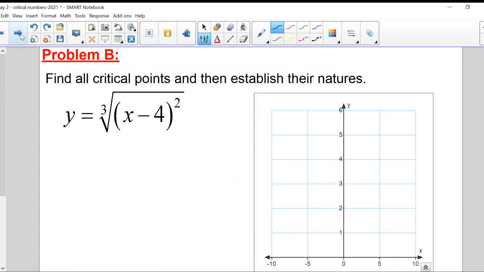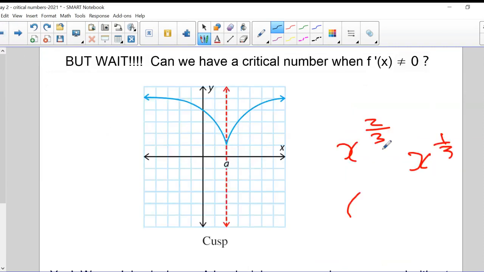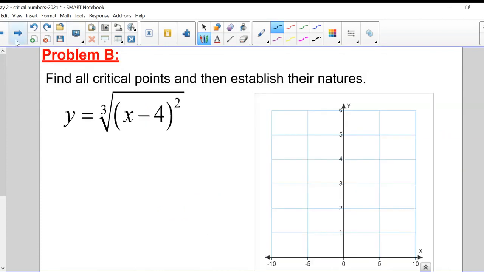Okay, let's keep going. So find all critical points and establish their nature. So this one is kind of what I was just talking about a while ago, right? I'm going to draw that for you in a minute, but if you look back at the previous page, this is x to the 2/3, where you take a cube root and then you square it. That's really what this is, right? I'm taking x minus 4 and I'm raising it to the power of 2 and then cube rooting it. Or you can cube root it first and then raise it to the power of 2. But it doesn't really matter because the exponent is still 2/3.